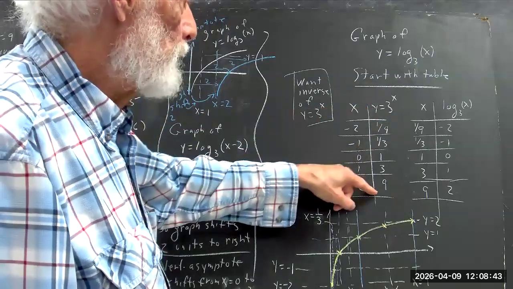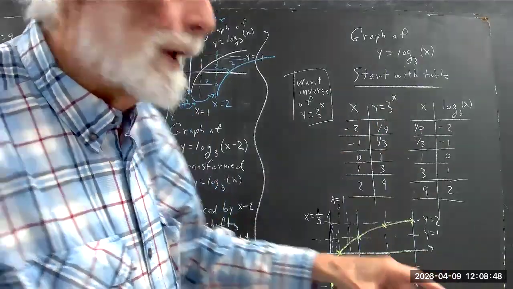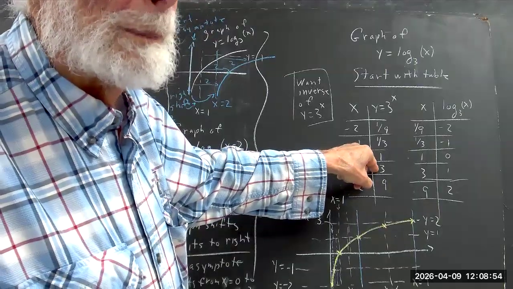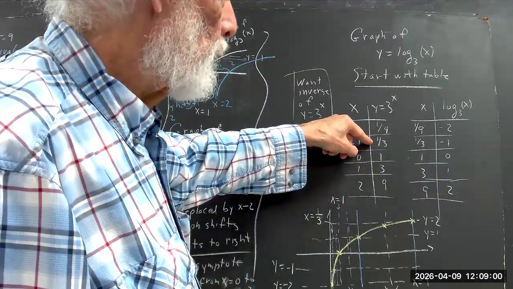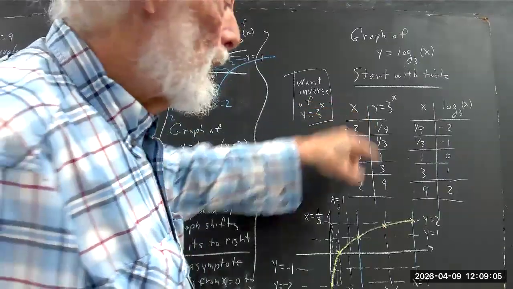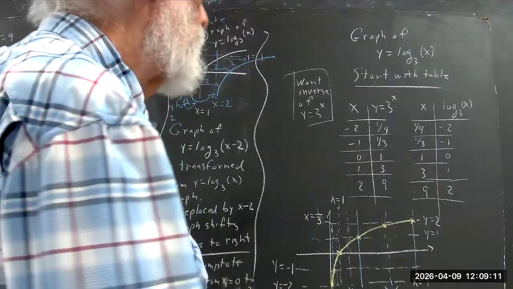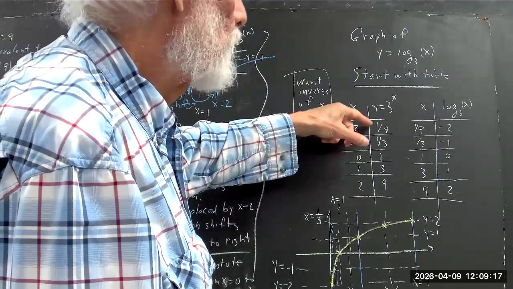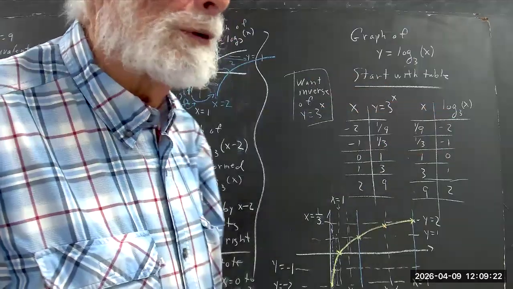X is 2, 3 to the x is 9. X is 1, it's 3. So I'm cutting it down to a third. Every time my x value goes down by 1, my y value becomes 1/3 of what it was before. So a third of 9 is 3, a third of 3 is 1, a third of 1 is 1/3, a third of 1/3 is 1/9. Okay? Meaning each of these y values is going to give me a point that's 3 times as close to the x-axis. Now this is for the 3 to the x function, not for the log 3 function.